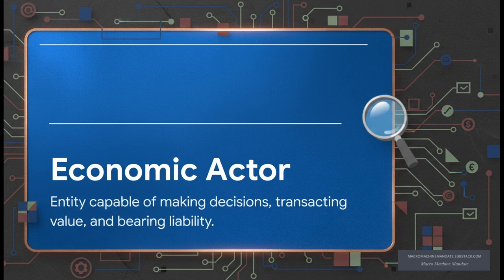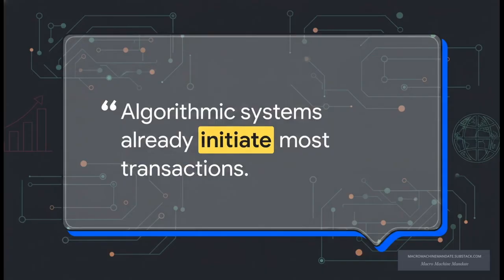Forget the sci-fi debates about AI consciousness. Functionally speaking, an economic actor is simply any entity capable of making decisions, allocating resources, transacting value, and bearing liability within a defined structure. It's entirely about function, not biology. And this is not just some fringe theory anymore.